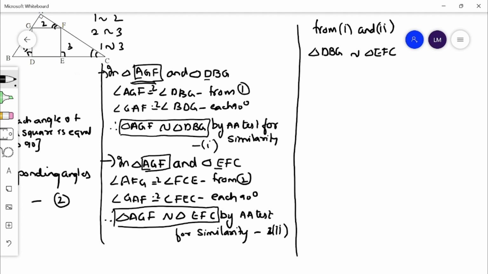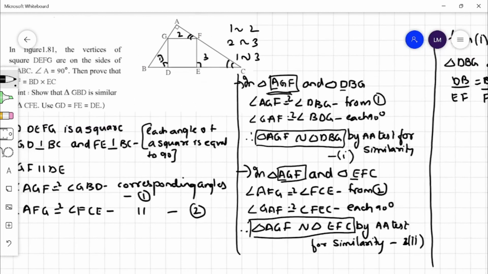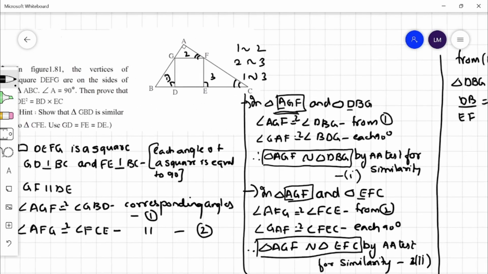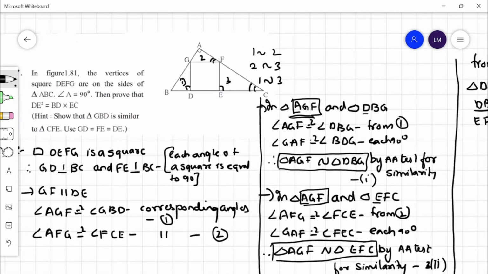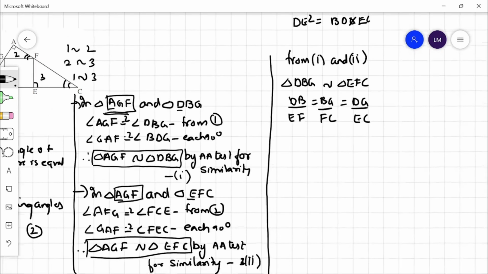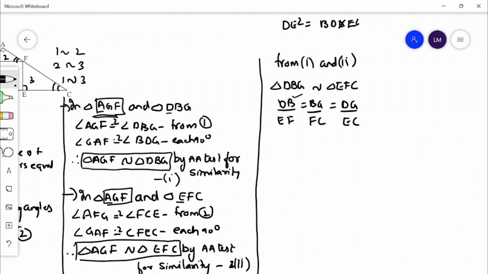So now we'll write it in upon form, right? So we can write DB upon EF is equal to BG upon FC is equal to DG upon EC, right? Now we can check the question. What we need to prove is DE square. So we cannot find DE here, right? Next, we will write first: DE square is equal to BD into EC. This we need to prove, right? So BD is given, yes, BD is given. EC, yes, EC is also given. So the only thing is DE is not there, right? So this part we won't be writing.